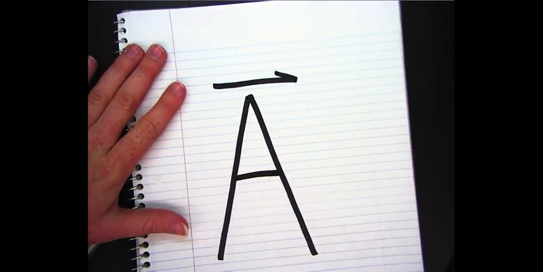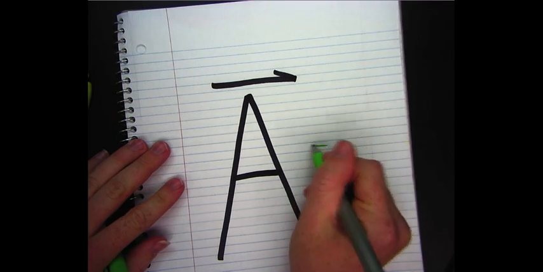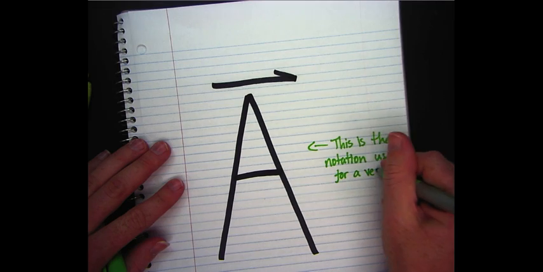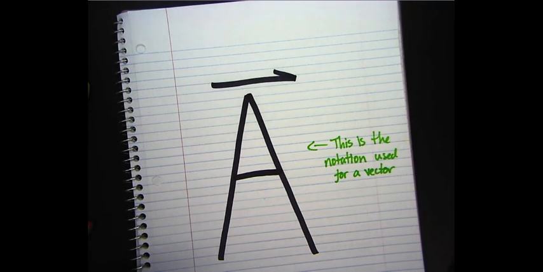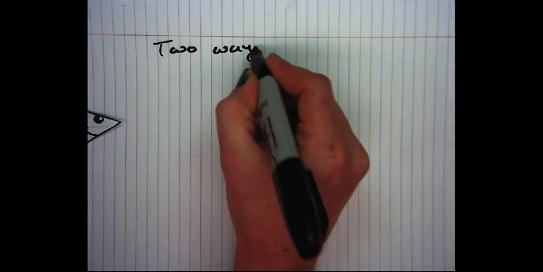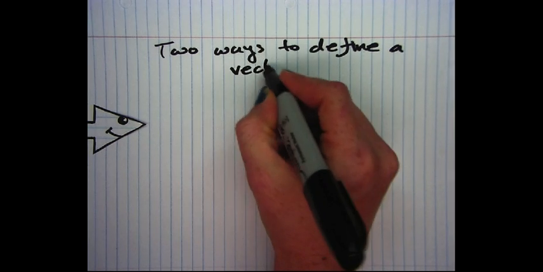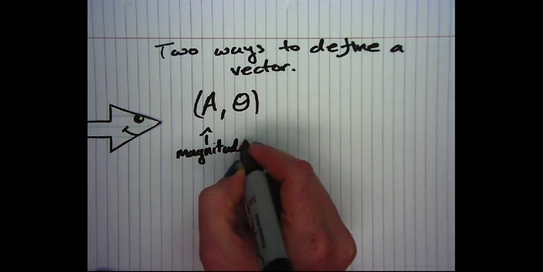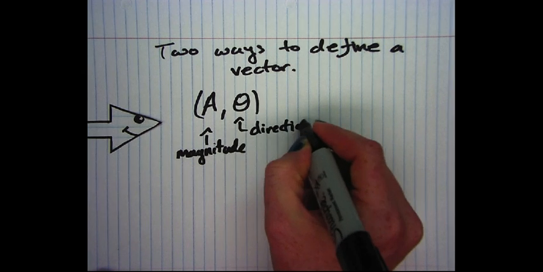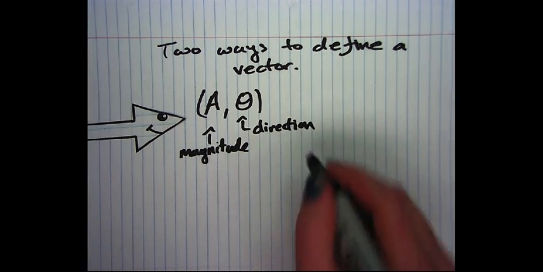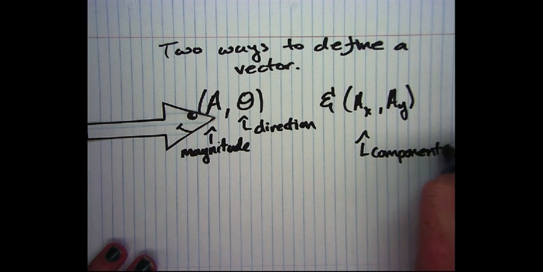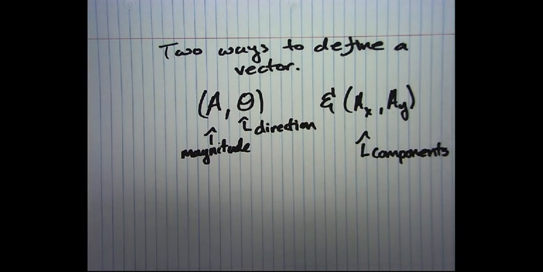So, quick note on the notation we use to define a vector. You have your letter or symbol with an arrow over it. That's it. There's the notation for a vector. Okay, 2 ways to define a vector. You have its magnitude and its direction, or angle theta from the x-axis, or you can define it by its scalar components.